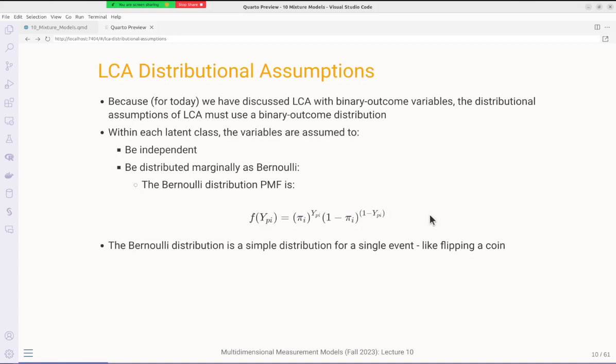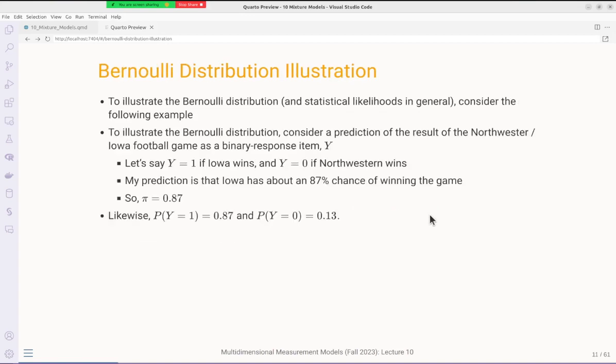I made these slides for a different purpose, but let's just imagine, this weekend we played Northwestern, Iowa being we. So let's imagine Iowa has an 87% chance of winning the game. Then our distribution function looks like this. If Iowa wins, the height is 0.87, and if Iowa loses, the height is 0.13. So that's our distribution and how the likelihoods work.